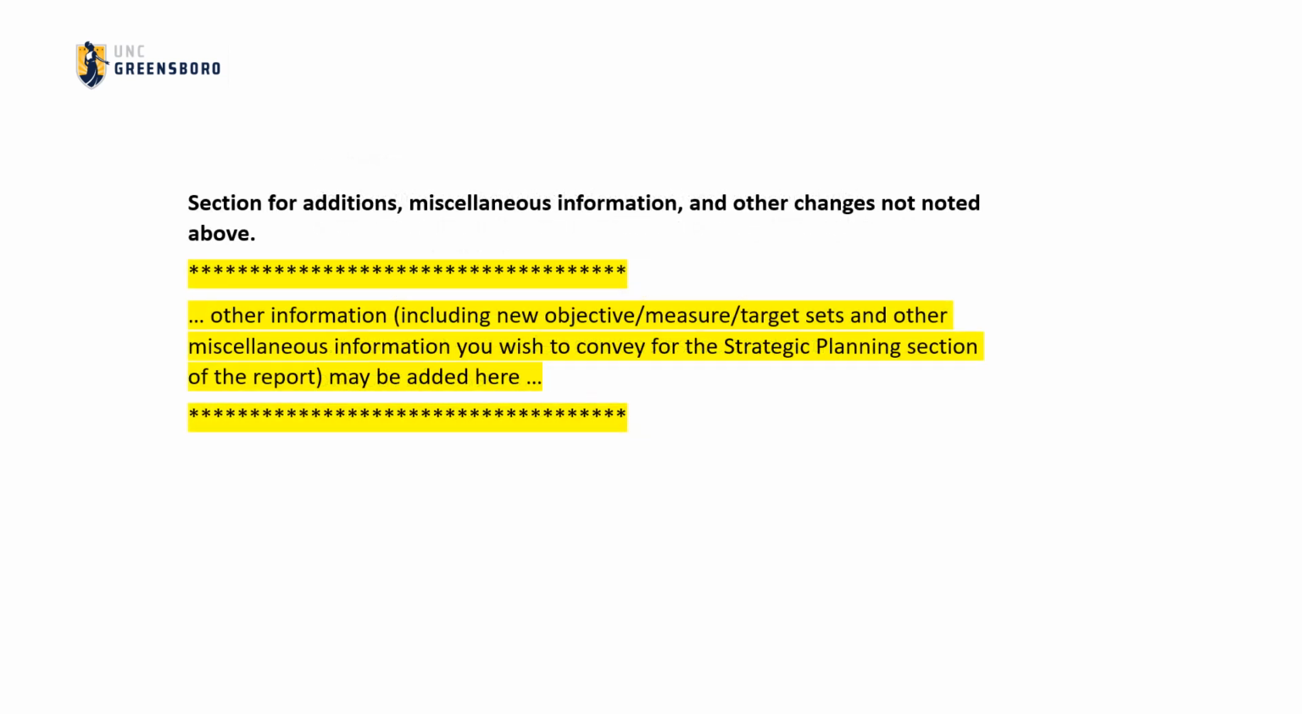Next is the section for additions, miscellaneous information, and other changes related to the strategic objectives section. In this optional section, the user is provided with an editable area where other information regarding strategic objectives may be provided. For example, did the program have a strategic objective, measure, target set that wasn't listed in the template? Here's a spot to list that objective, measure, target set, and its associated findings. Other miscellaneous information related to the strategic objectives section can be provided here as well.